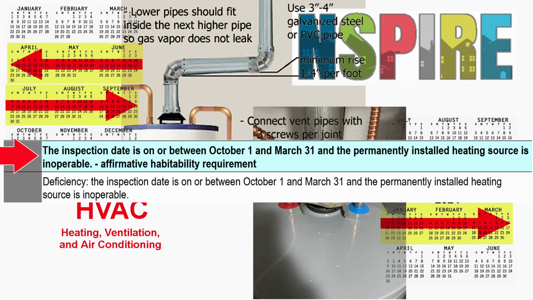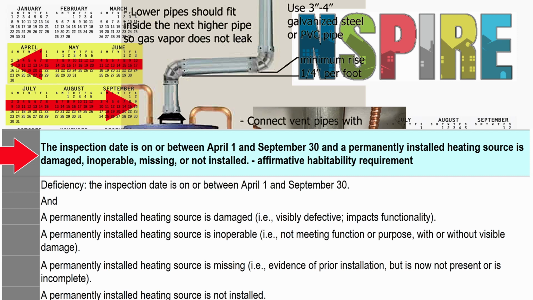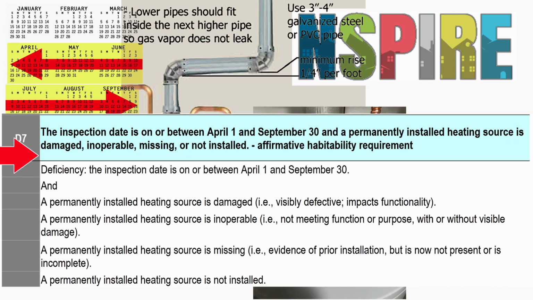Let's go back up to deficiency 7. The inspection date is on or between April 1st and September 30th, and a permanently installed heat source is damaged, i.e. it's visibly defective, impacts functionality. A permanently installed heating source is inoperable. It's not meeting its function or purpose with or without a visible damage. A permanently installed heat source is missing, i.e. there's evidence of prior installation, but it's now not present or is incomplete. A permanently installed heating source is not installed. So from there, we can go back to doing these in order.